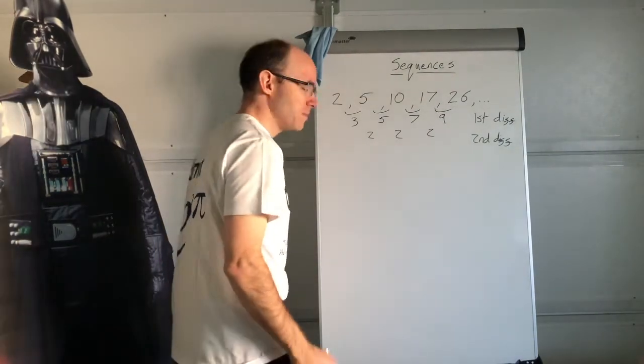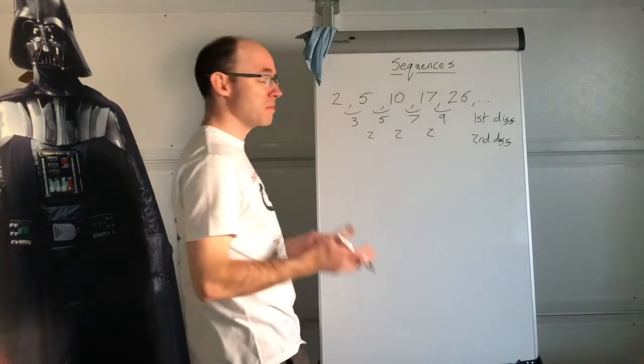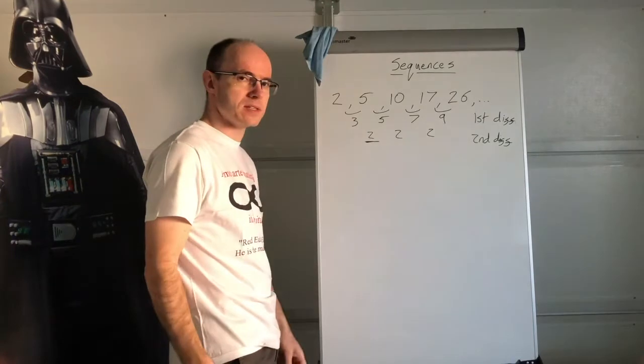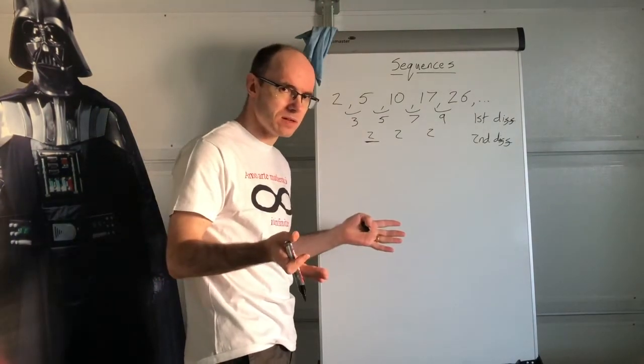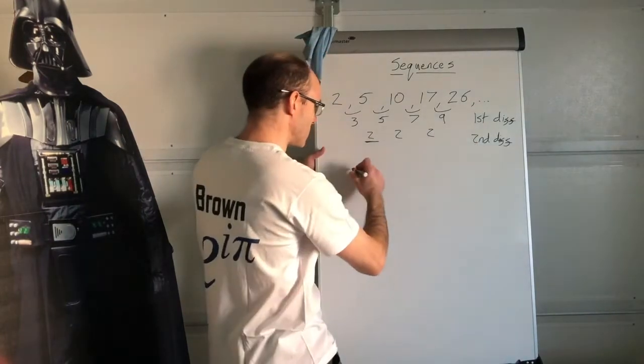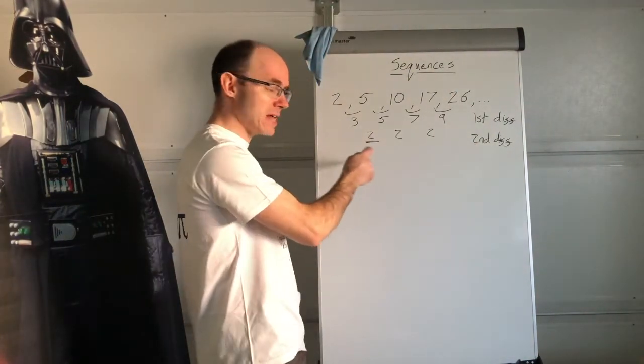Now I'm going to give it to you as a rule. I'm not giving it to you as a proof. But the rule is, whatever this second common difference is, you halve that, and it gives you the coefficient of n squared. Because it's a second difference, it's a quadratic sequence. That means the form is going to have something to do with n squared.